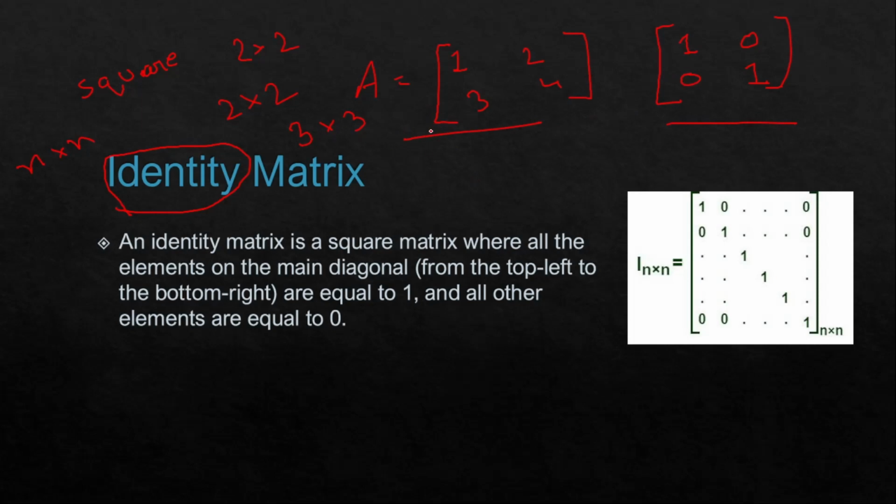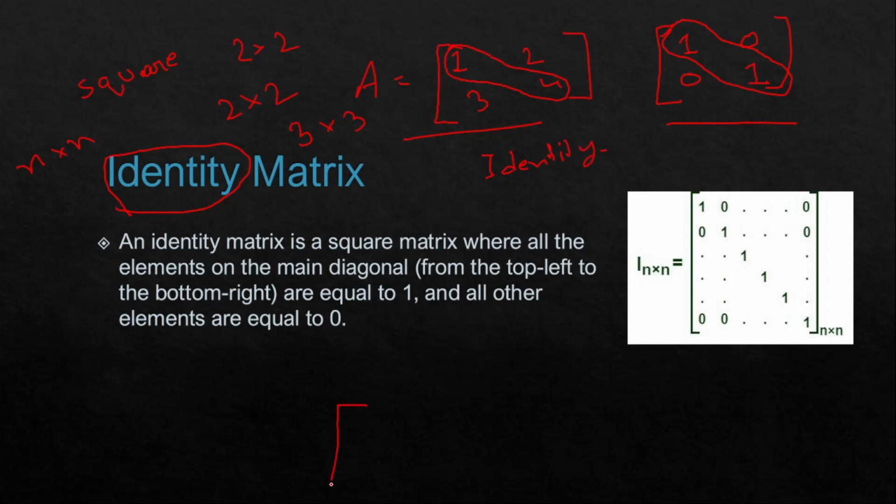And every square matrix has something called a diagonal, or a main diagonal. This is a diagonal. This is a main diagonal. If all the numbers in this matrix except the main diagonal are 0 and the main diagonal's numbers are 1, this will be called an identity matrix.